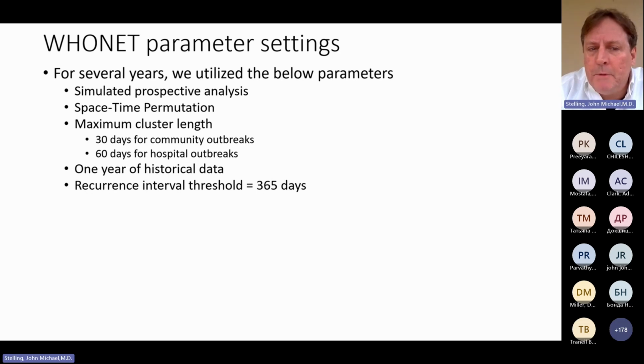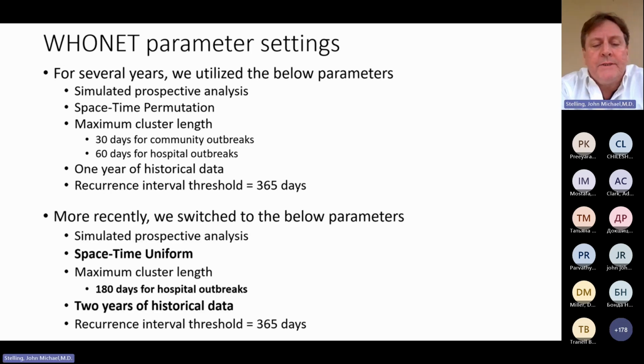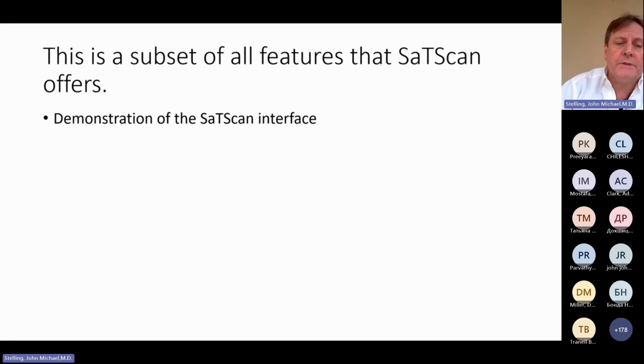In the past, we used simulated prospective with space-time permutation, maximum cluster length of 30 days or 60 days for community and hospital outbreaks with 1 year of historical data, where the recurrence interval threshold of 365 for our publications. For our internal work, we can go down below that just to get an early warning. For our newer publications, we continue with simulated prospective. We have changed to space-time uniform. We've used 180 days for hospital outbreaks. We're not doing community outbreak evaluation right now, and we use 2 years of historical data.